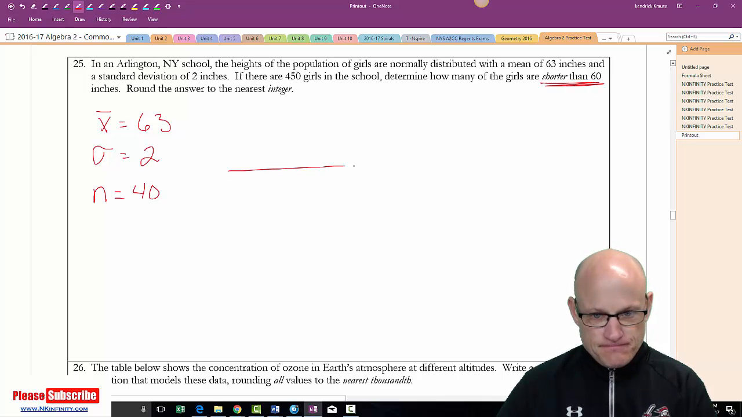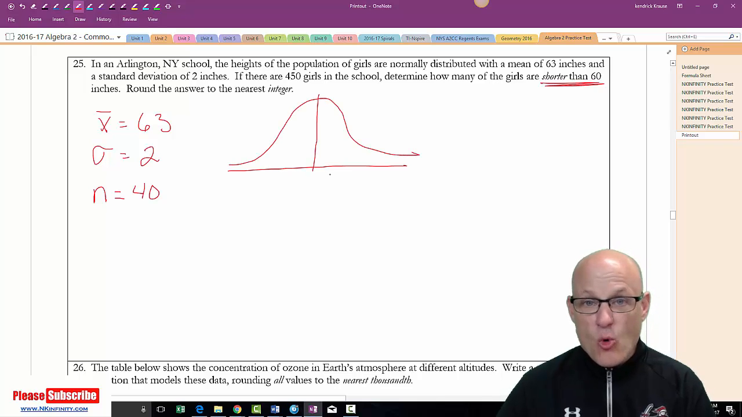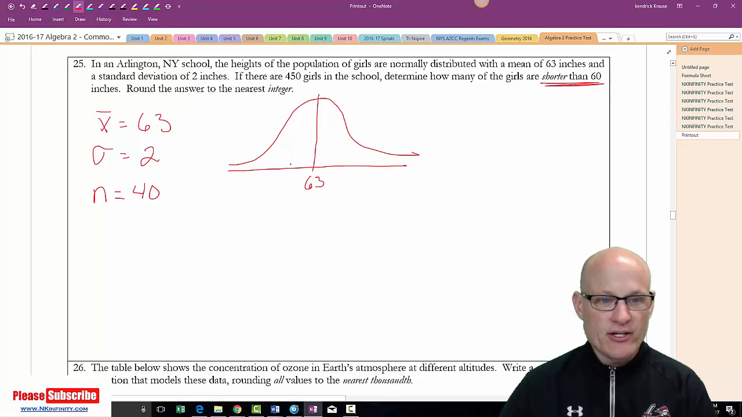All right. You always should draw a picture. It makes your math teacher happy. Standard deviation of 2, I don't care about that. We just want to get lower than 60.